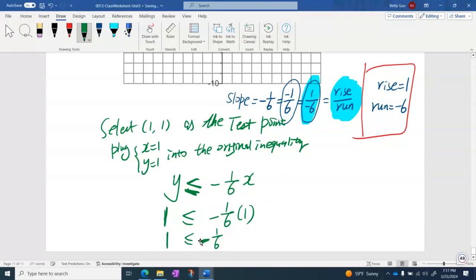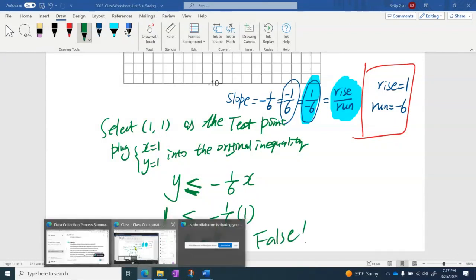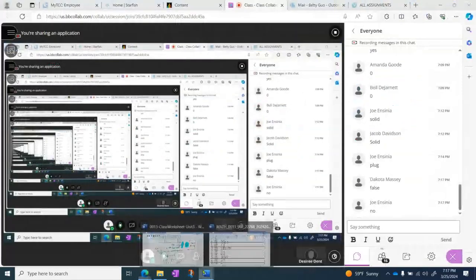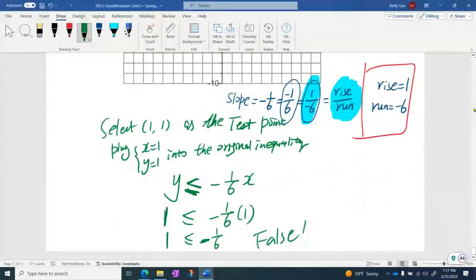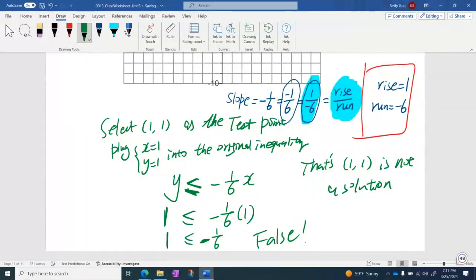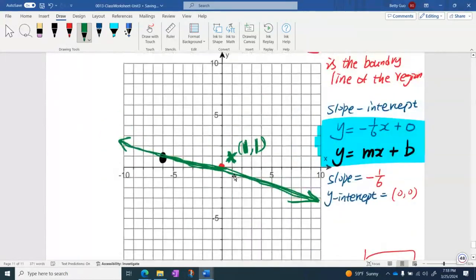The inequality on the bottom, is that a true or false statement? Is 1 less than negative 1 over 6? Yes or no? Of course, it's false, right? Yeah, you are right. You are correct. It's false. That means 1, 1 is not a solution. That means 1, 1 is not supposed to be in the region you are graphing.